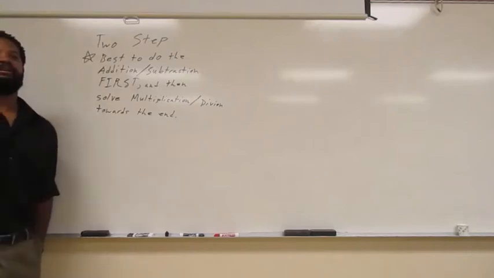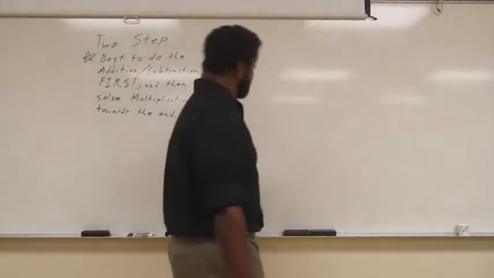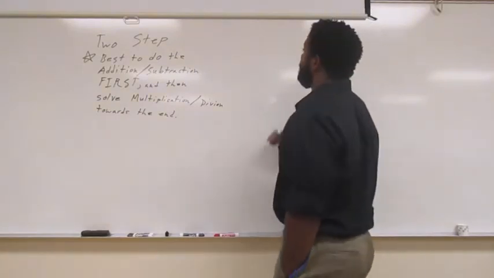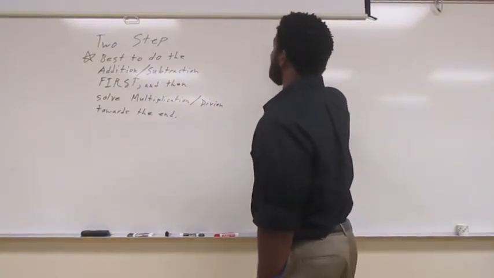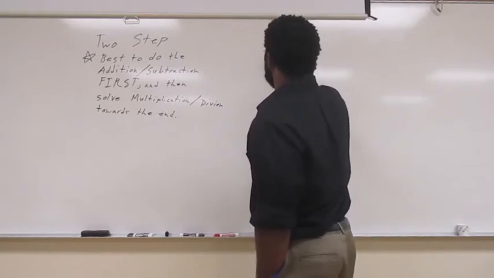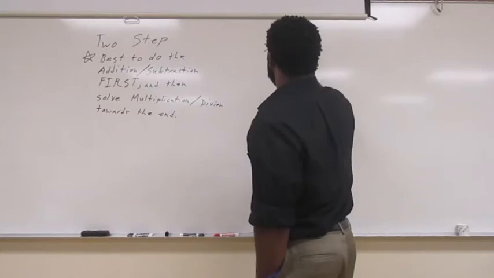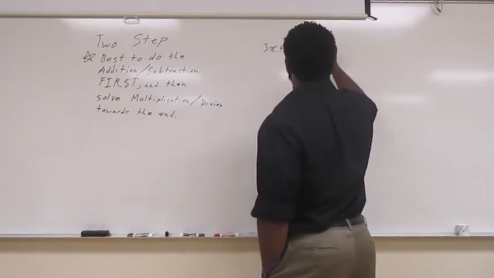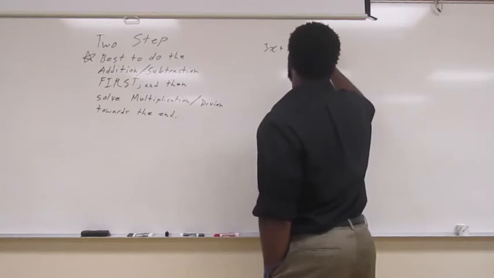Towards the end. What do I mean by this? Well, it's pretty simple actually, all right? Pretty simple. So we're looking at, I don't know, 3x plus 2 is equal to a negative 13.